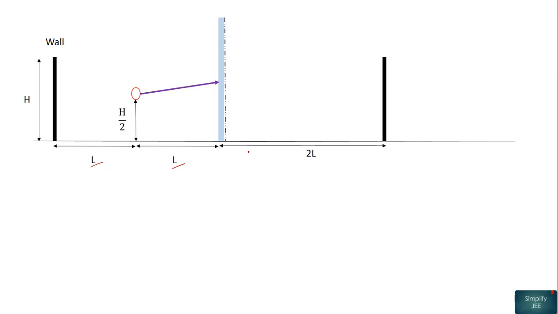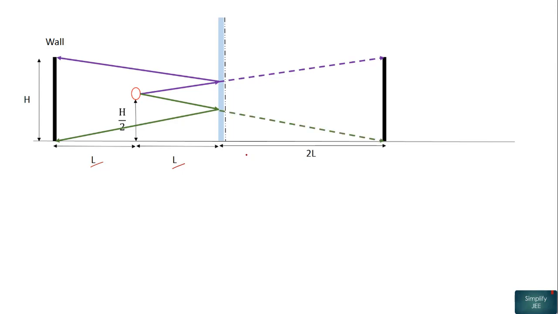Here we have the first incident ray which after reflection is reaching the top of the wall, and if I extend this incident ray beyond the mirror, then it will reach the top of the image too. And here we have the second incident ray which after reflection is reaching the bottom of the wall, and if I extend this incident ray, then it will reach the bottom of the image too. Hence, the length of the mirror in between these two incident rays will be the length of the mirror required to see the full image of the wall by the observer.